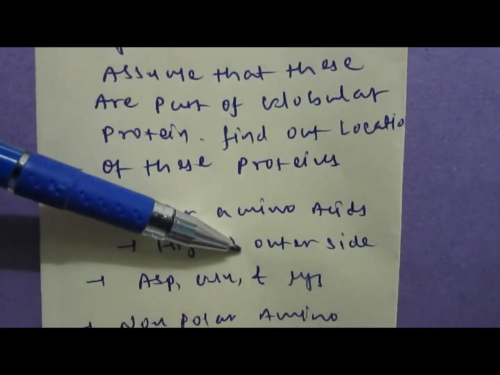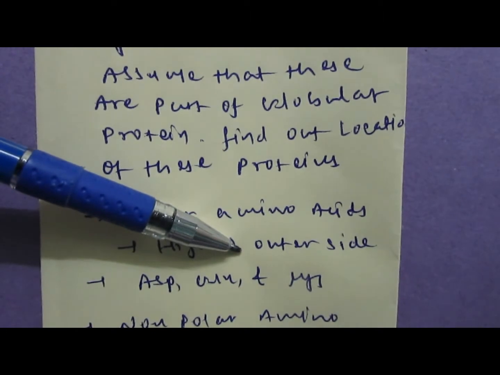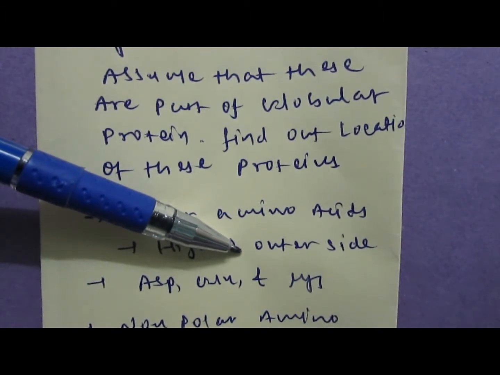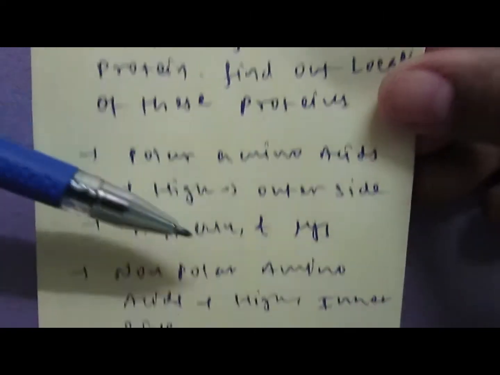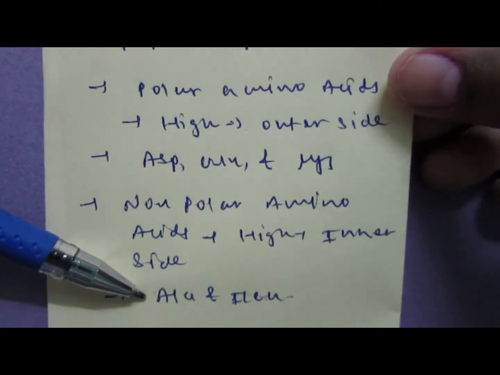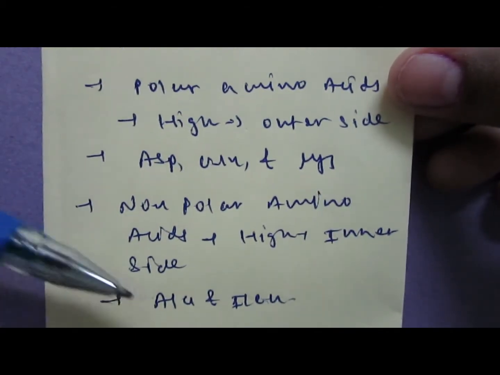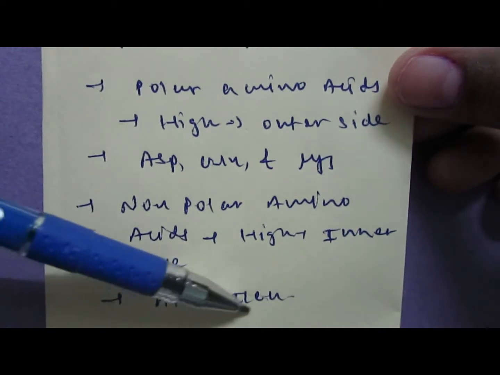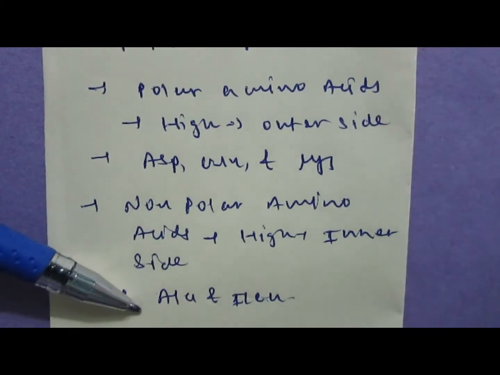Now on the inner side, because of hydrophobic interactions, non-polar amino acids are present in a very high amount at the internal side of the globular protein. Among these fragments, alanine and isoleucine are non-polar amino acids. So there are chances that these two amino acids are present on the inner side.